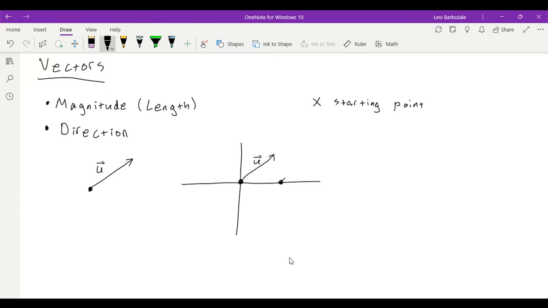Importantly, I can also draw vector u right here because they don't have a starting point. So all that matters is that this vector and this vector are both going in the same direction and they have the same length. So they have the same magnitude and the same direction, so they're the same vector.